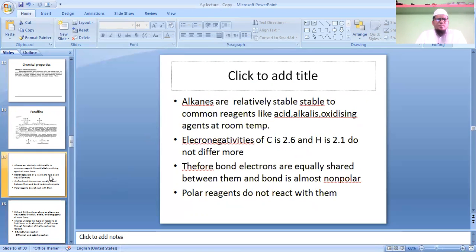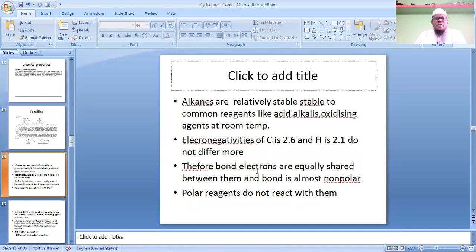Now alkanes are relatively stable to common oxidizing agents at room temperature. Oxidizing agents like KMnO4 and chromic acid do not even affect these alkanes at room temperature. What is the reason? The reason lies in the non-polarity of the bond. See, the electronegativity of carbon is 2.6 and hydrogen is 2.1. Sorry, there is no appreciable difference in the electronegativities. 2.6, 2.1 means a very small difference of electronegativity.